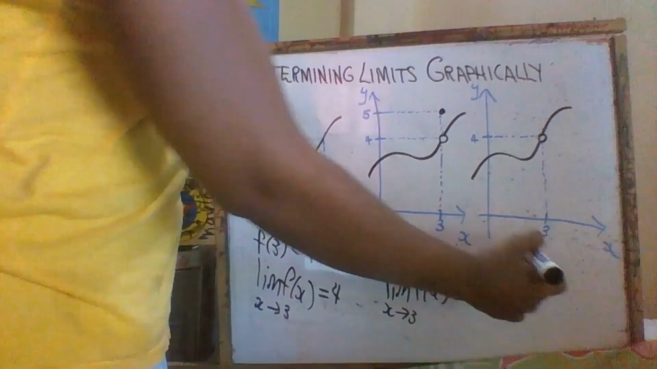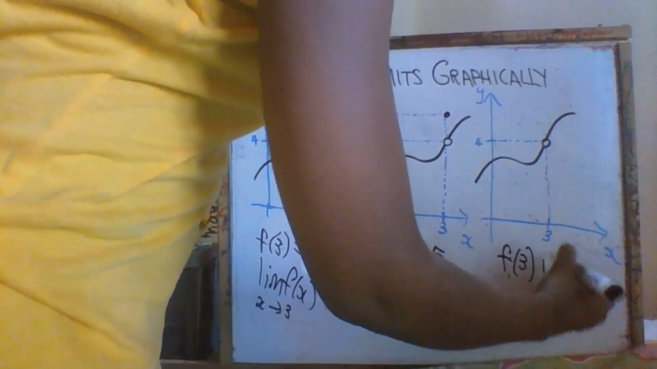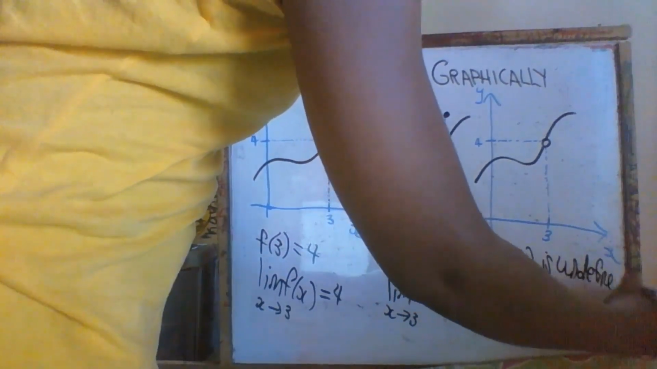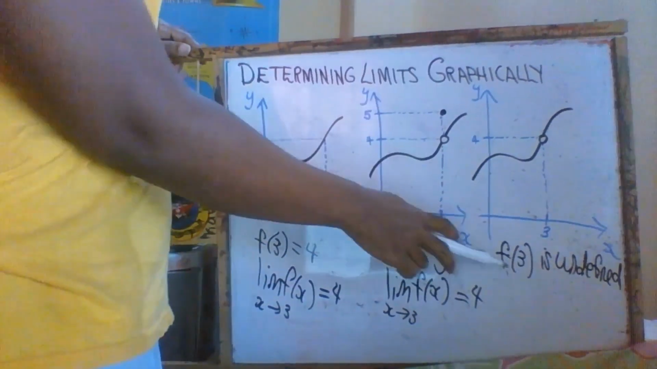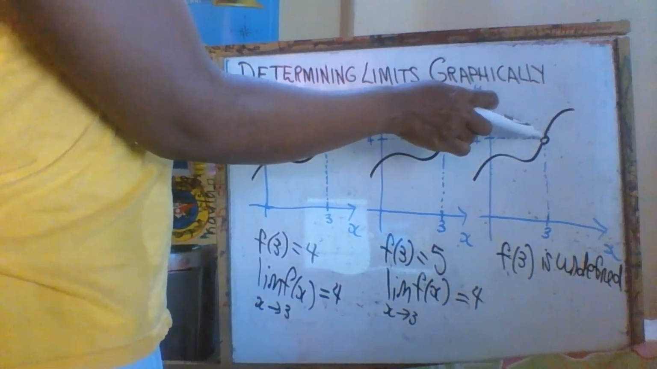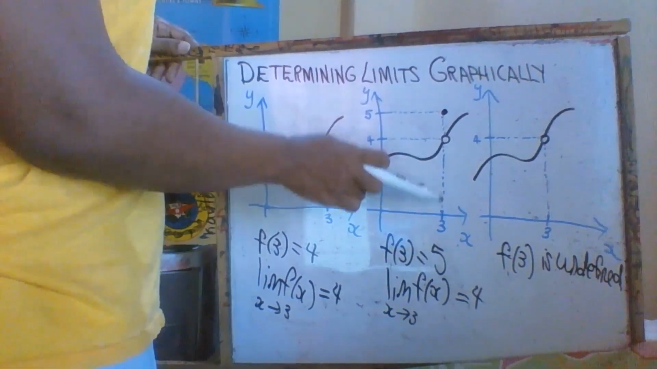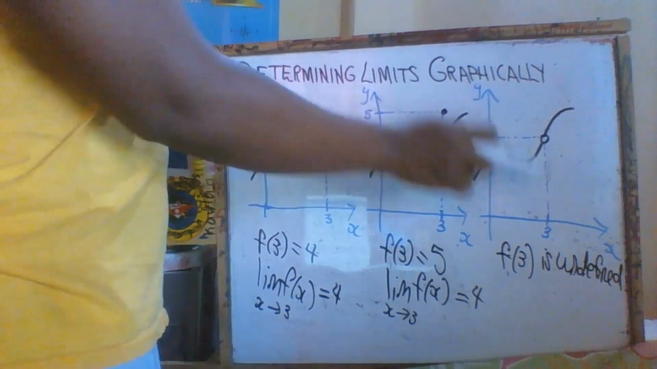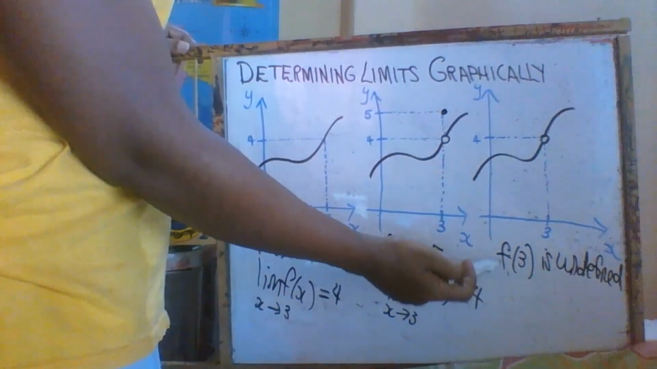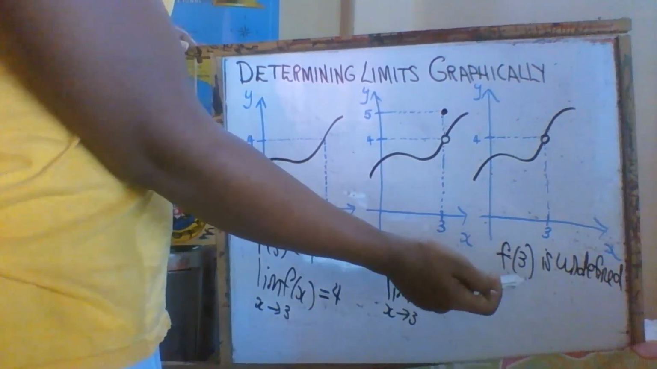What that means is that the function value at 3 is undefined, right? So f of 3 is undefined. There is no solid dot anywhere at x equals 3. Unlike this one where there was a solid dot above, this one doesn't have a solid dot at any point along x equals 3, and so I say f of 3 is undefined.